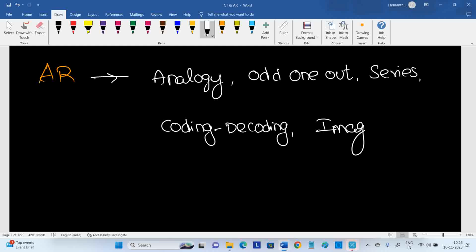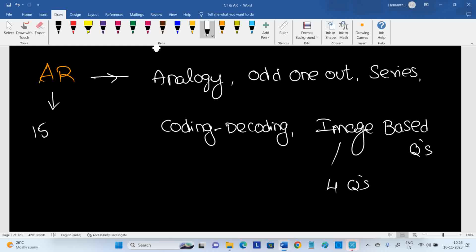They'll give some diagram. They may ask you to find the mirror image for that, or they may ask what should be filled in the missing part of the diagram, or what is the next diagram in the series. They'll give image based questions, about 4 questions from this area. Abstract reasoning has 15 questions in total: analogy, odd one out, series, coding and decoding, and image based questions. This is also called visual reasoning. Previously I may have used the term visual reasoning, but for better understanding I am saying image based. A diagram will be there in the question.